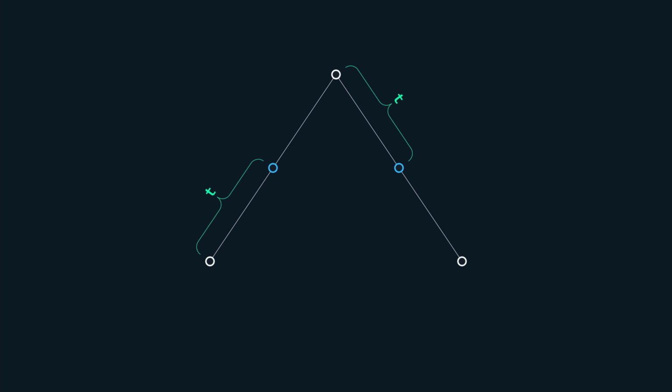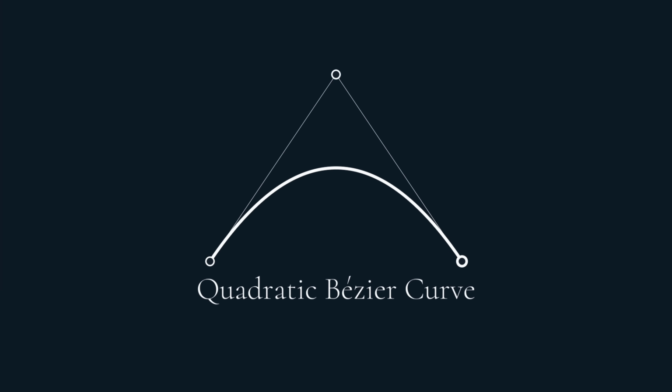Now, what if we add another point? We now have 2 interpolated points, one on each line segment, lerping on their respective line based on the same t-value we saw earlier. We can then connect these 2 points with another line segment. If we then add a point on that line that also lerps based on the same t-value, you can see that it follows a very specific path. This path is a quadratic Bézier curve.